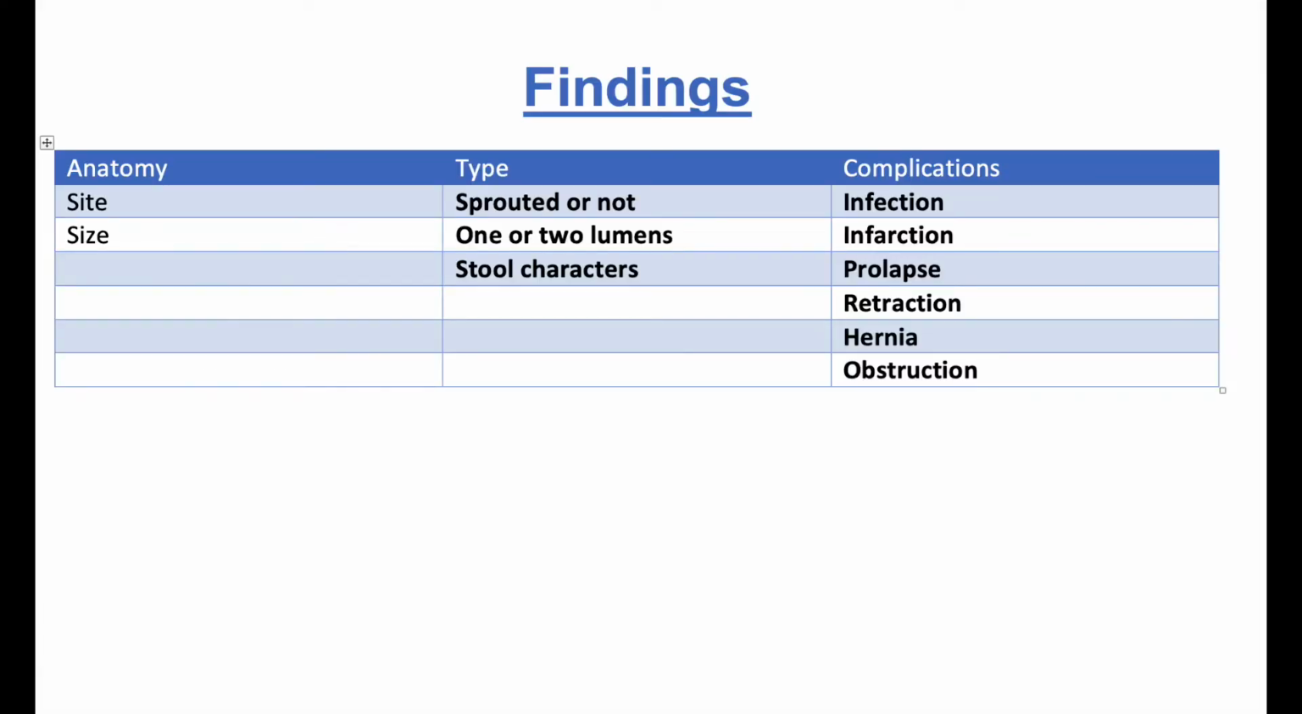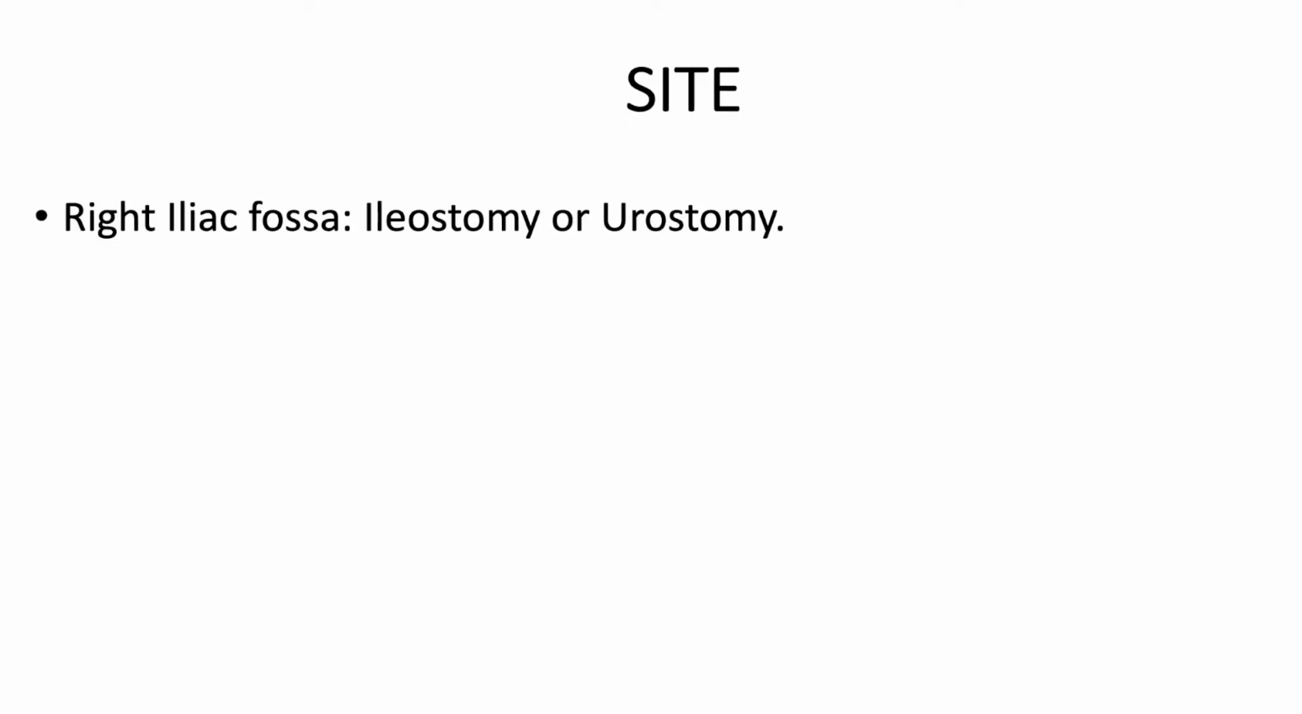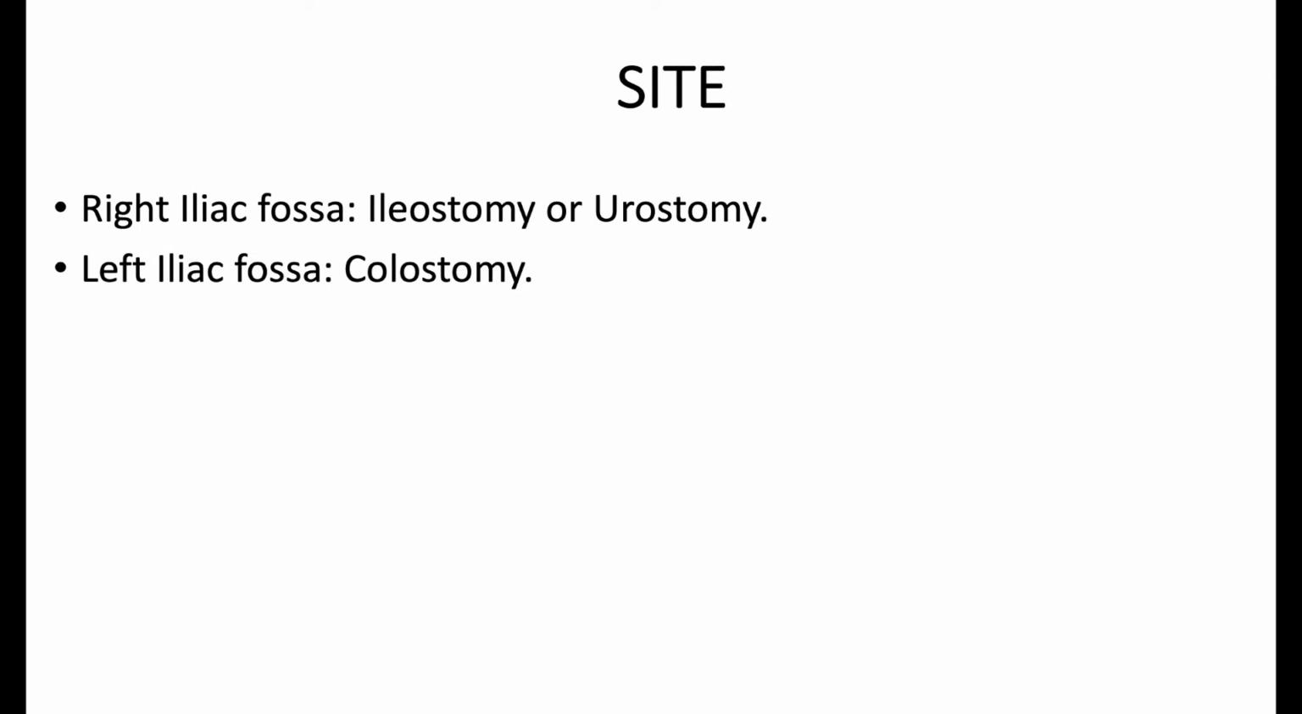I would classify this examination into 3 things. Number 1, the anatomy. Number 2, the type of the stoma. And number 3, the possible complication exclusion. Regarding the site of the stoma, it's either one of 2 things. If it is on the right iliac fossa, it's most probably an ileostomy or a urostomy. On the other side, if it is in the left iliac fossa, it's most probably a colostomy.